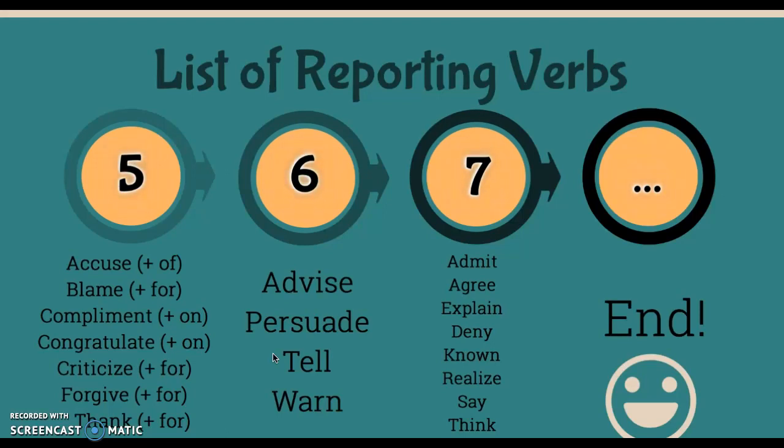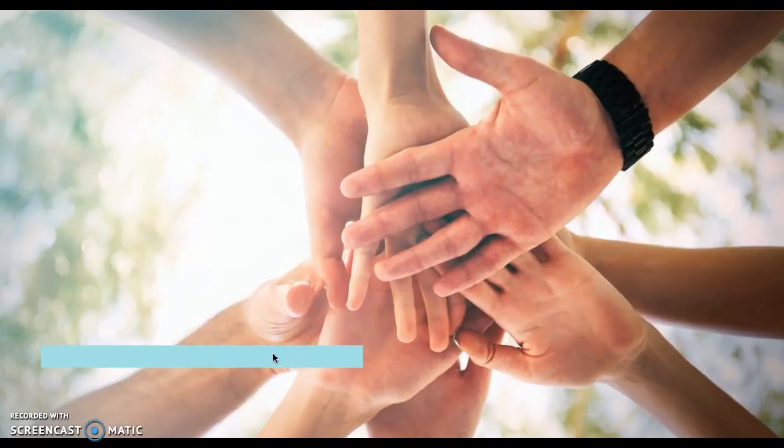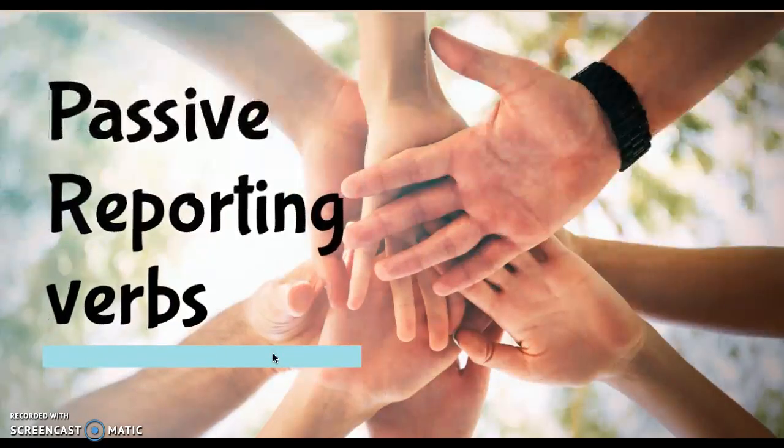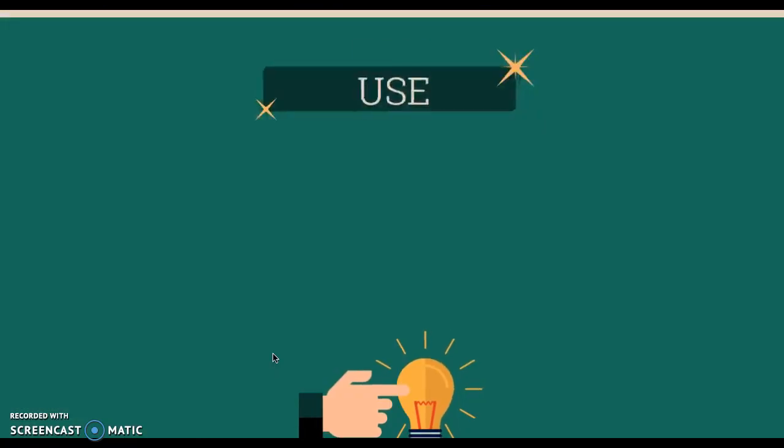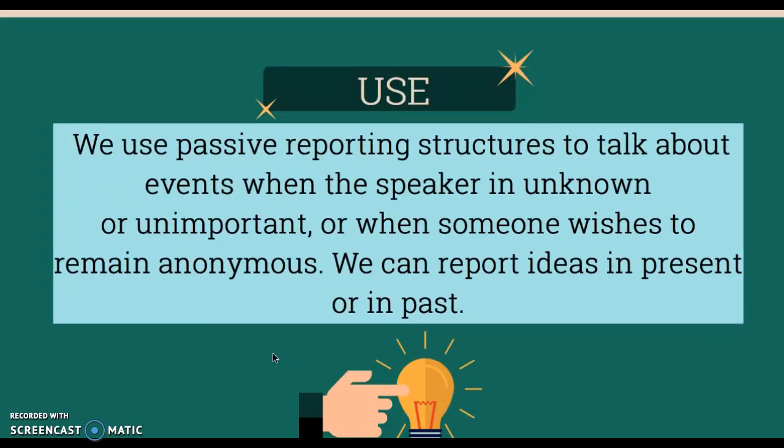Well, that is the end of this part. Now we are going to see the passive reporting verbs. About the use. We use passive reporting structures to talk about events when the speaker is unknown or unimportant, or when someone wishes to remain anonymous. We can report ideas in present or in past.